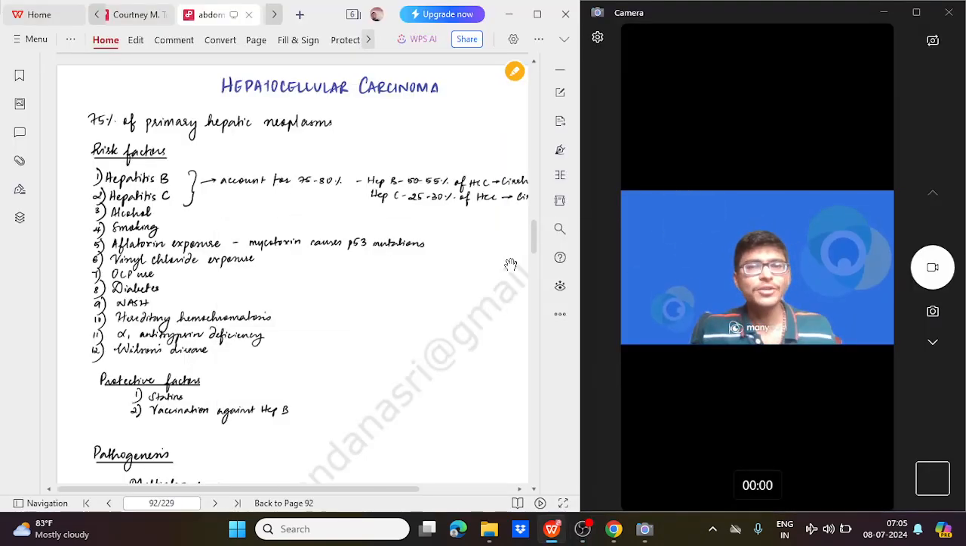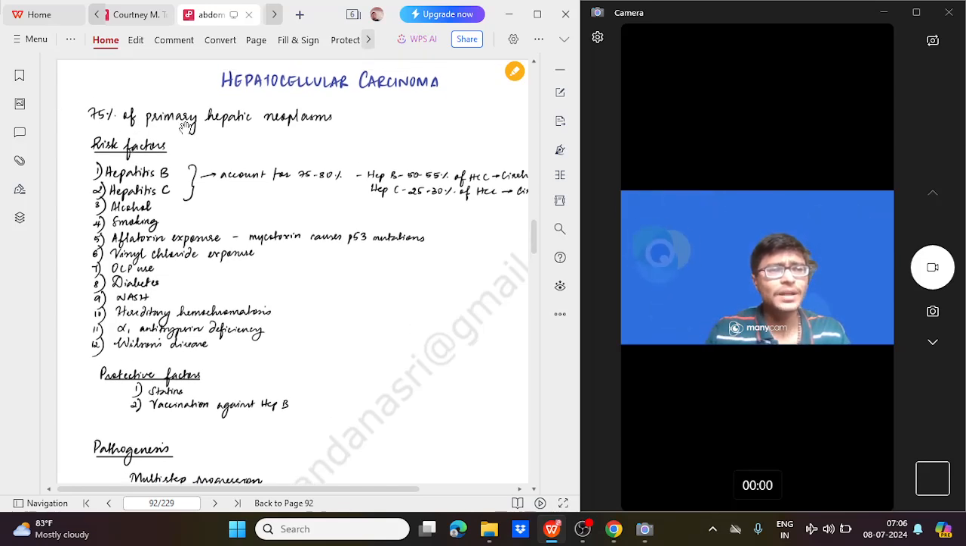Lalkrishna and today we'll be discussing hepatocellular carcinoma. Hepatocellular carcinoma is the fifth most common malignancy in the world and the second most common malignancy causing death in the world. It accounts for 75% of the primary hepatic neoplasm malignancies, and it is the most common site for malignancy from the GIT.